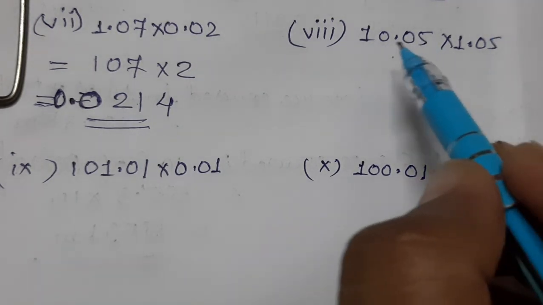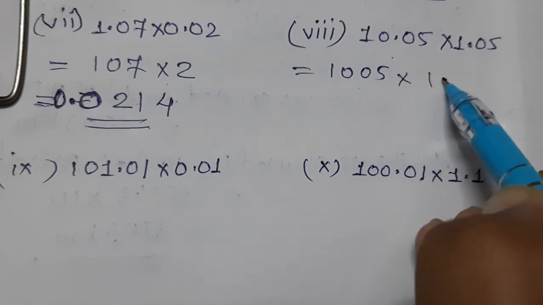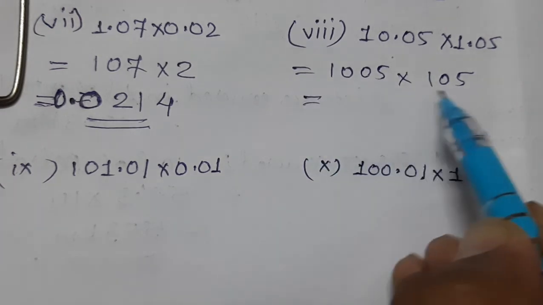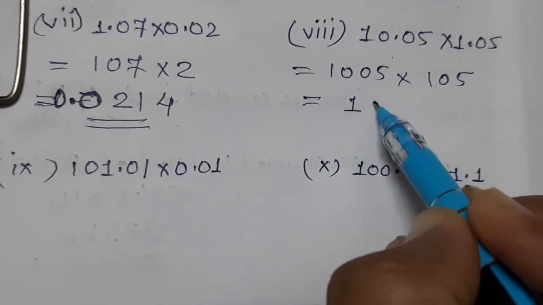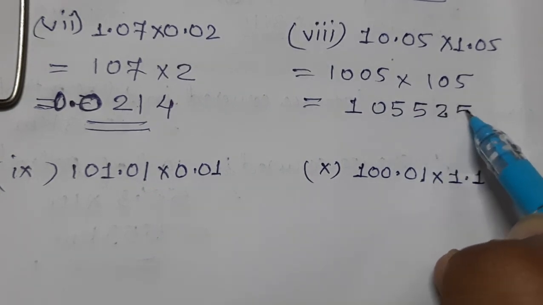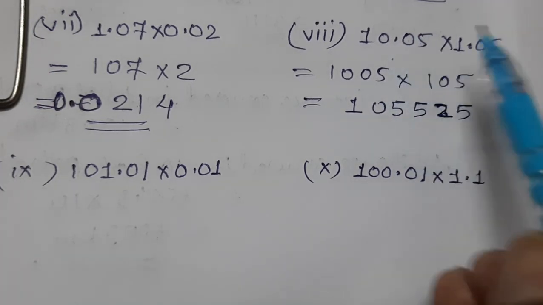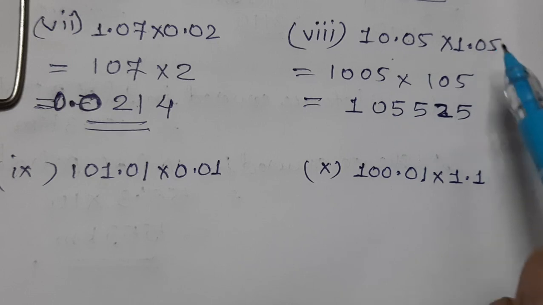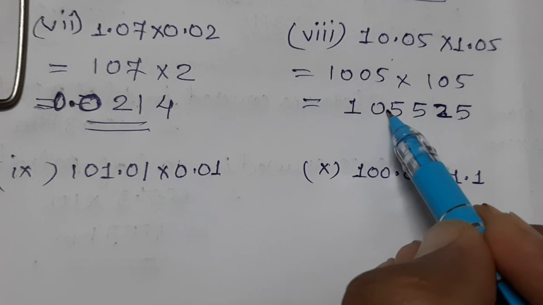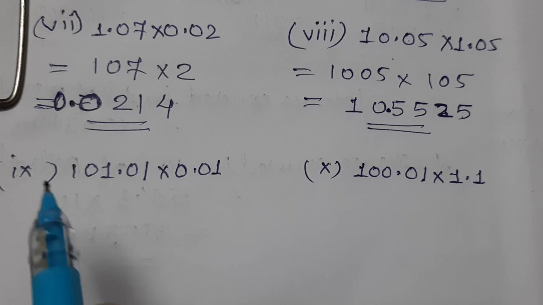Now the next one, again ignore the decimal. Ignored. Here also ignore the decimal. Ignored. So 1005 into 105. So first you have to multiply, children. Multiply in a rough column. 105525. After multiplication, now count. 2 plus 2, 4. Start from the right towards the left. 1, 2, 3, 4. So 10.5525.